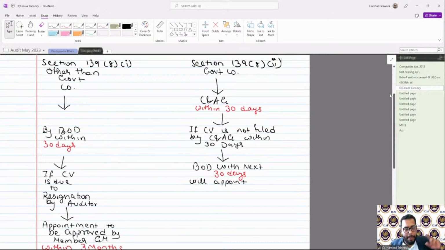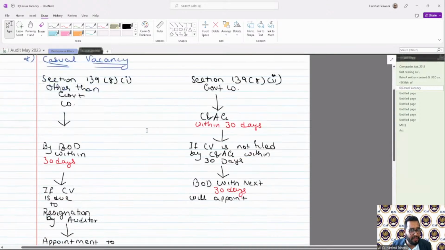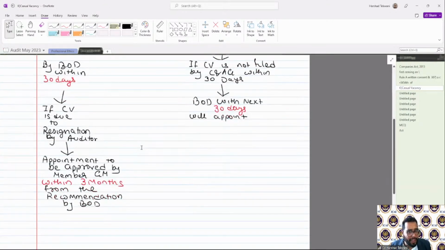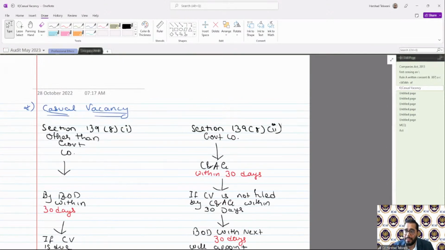Now, what I'll focus on here is, remember in professional ethics, we were saying in one of the clauses that the auditor needs to see whether the requirements of 139 and 140 are complied with. Before appointment, the auditor needs to verify whether these requirements have been complied with. For example, if there is a casual vacancy, whether I am being appointed within 30 days from the date of casual vacancy, or if it is a resignation by the auditor, whether my appointment has been approved by members within 3 months of the recommendation of the board. If not, then I cannot accept. If the provisions of 139 or 140 are not complied with, I cannot accept the position of an auditor. So these are very important sections, because they are not only part of the Companies Act, but they are also linked to the acceptance of an appointment of an auditor via professional ethics, or the code of ethics.